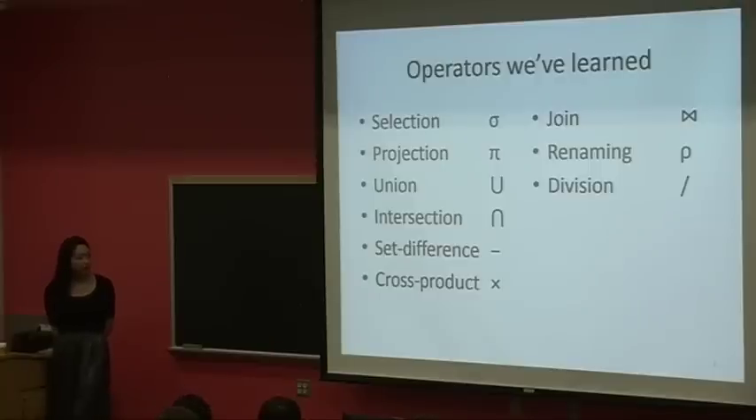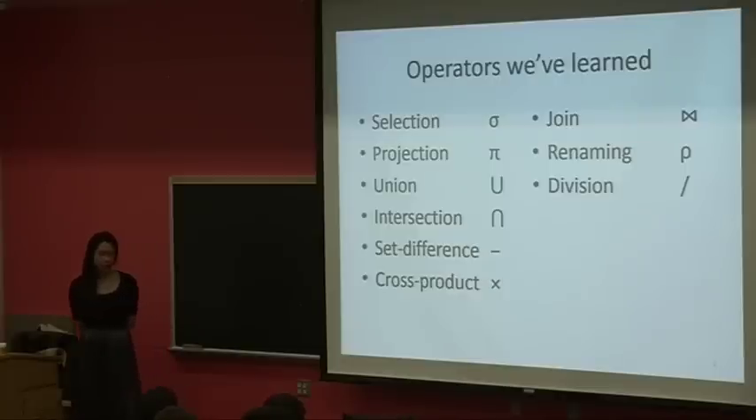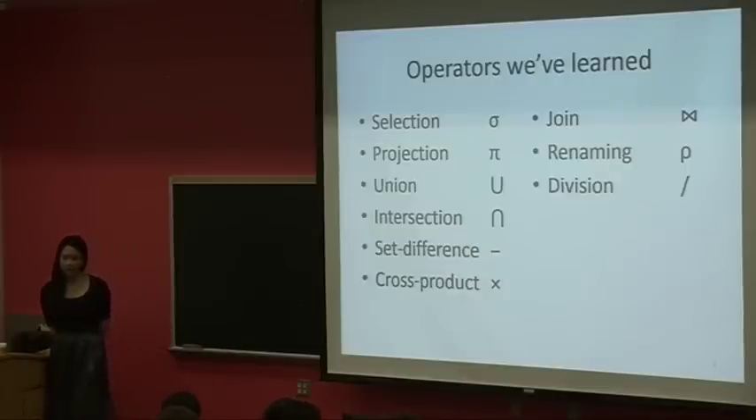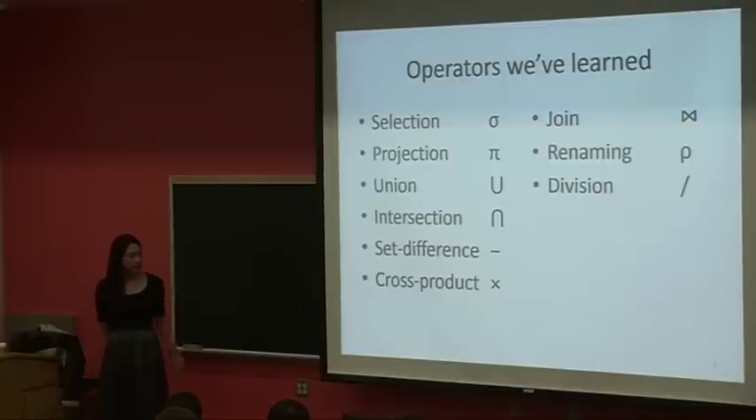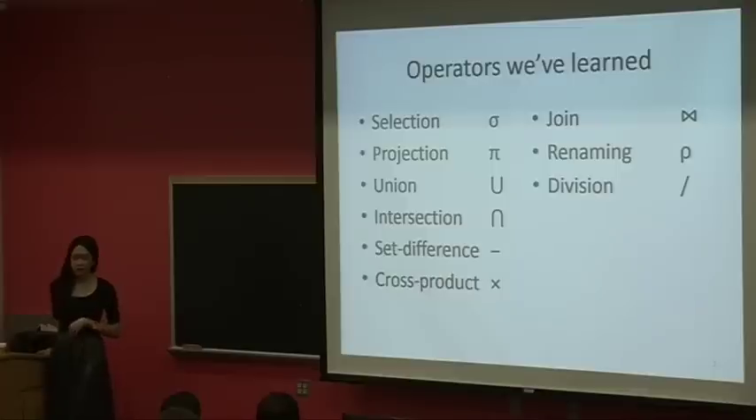The fifth one is cross product. What does cross product do? If we take R cross product with S, we get all of the fields from R and all of the fields from S, and the rows are all the possible combinations from both tables. We talked about cardinality and degree before. What's the cardinality of the result? The number of rows: the product of both. And the degree?